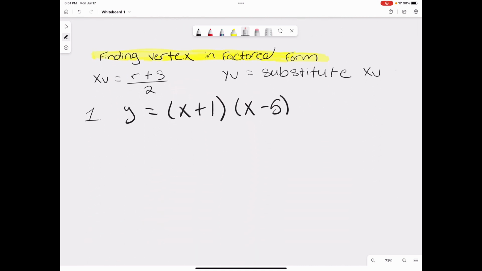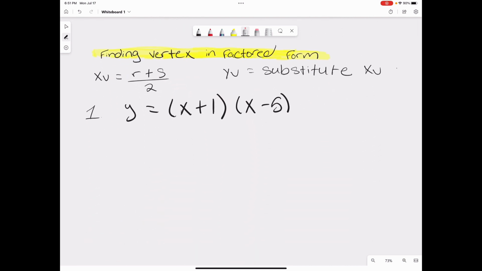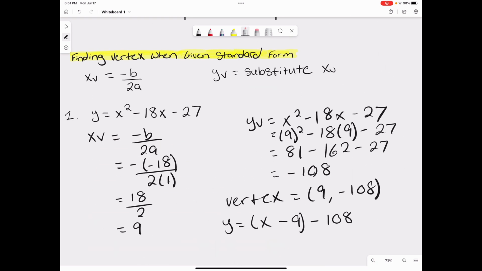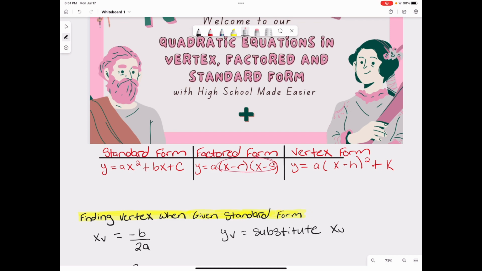The next thing we're going to do is find the vertex when it's in factored form. Now what the factored form tells us is the x-intercepts. So we know that the x-intercepts are negative 1 and positive 5, because again, there is that negative in factored form as well.